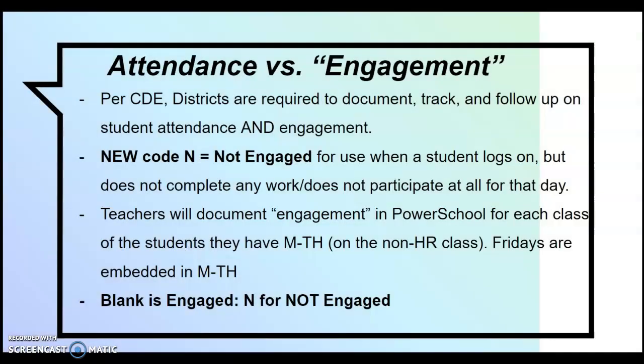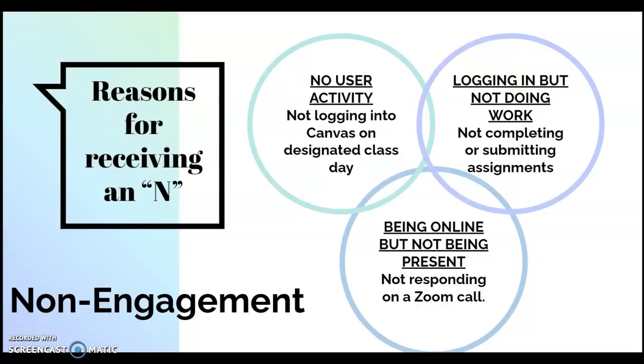And then just a reminder regarding attendance versus engagement. If you get marked an N in class, it's not that you got marked absent, it's just that you're not turning in your work. An N is not engaged, and does not mean you were absent for the day. It just means you haven't done anything. So make sure that you're turning in your work. And then reasons for receiving an N: not logging in, not doing work, being online but not being present. So just try your hardest in all classes to get work done, turn something in, communicate with your instructor.